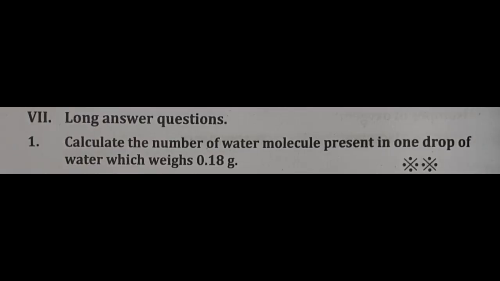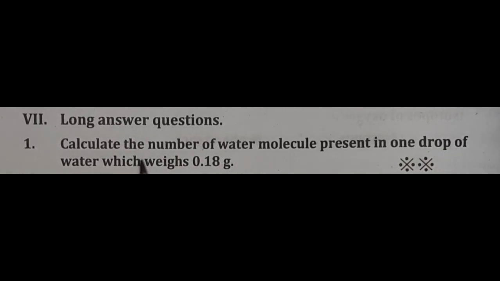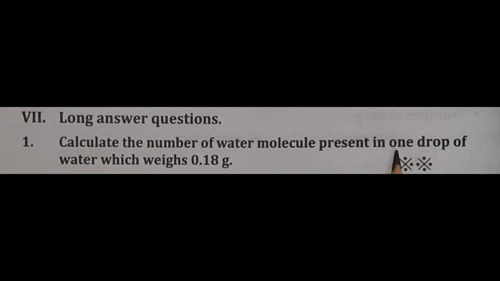Children, we will start with the lesson Atoms and Molecules, Roman numeral 7, the problem. Calculate the number of water molecules present in 1 drop of water which weighs 0.18 gram. So a droplet weighs 0.18 gram. We have to calculate the number of water molecules present in 1 drop. What is the weight of 1 drop, children? It is 0.18 gram.